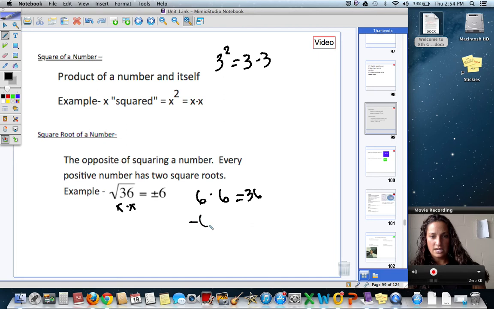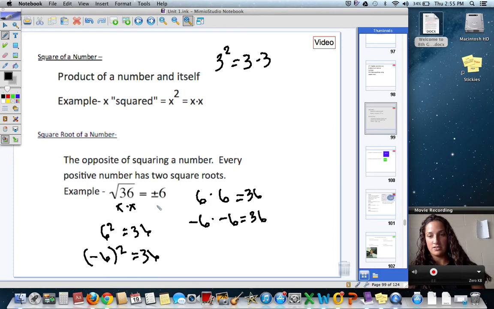But isn't negative 6 times negative 6 also a positive 36? So we have 6 squared is 36, and negative 6 squared is 36. So that's why when we square root things, we always say that it has a positive and a negative answer because of this right here.